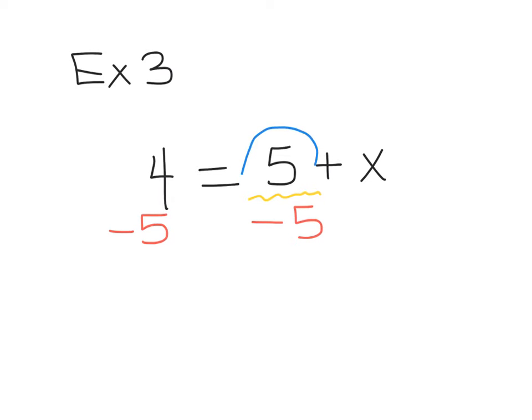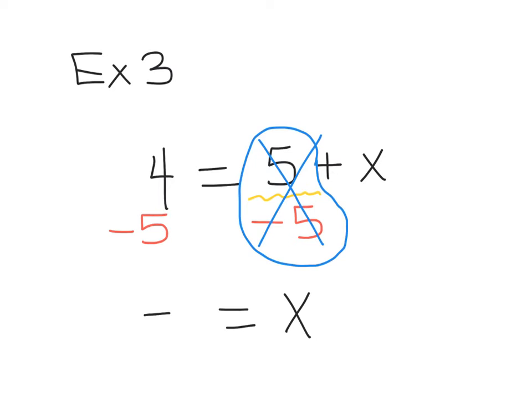This is a positive 5 minus 5. That makes 0. So I can cancel that out. And on the right-hand side now, I just have x. On the left, I have 4 minus 5. And you can put that in your calculator, or maybe you just know. That equals negative 1. And that's finished.